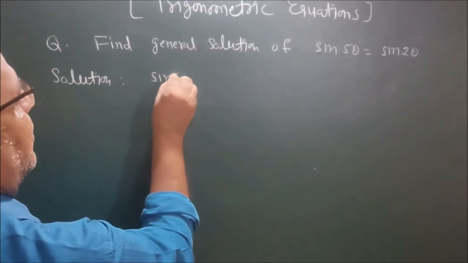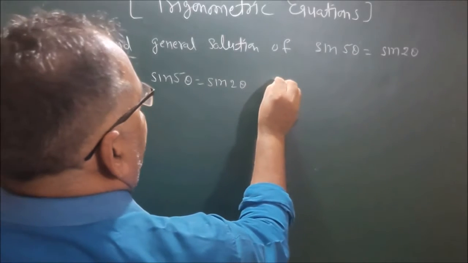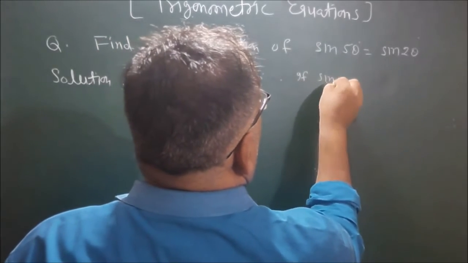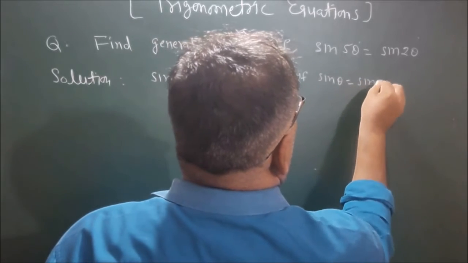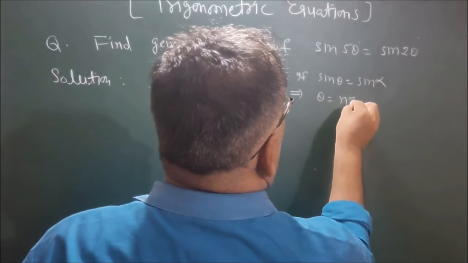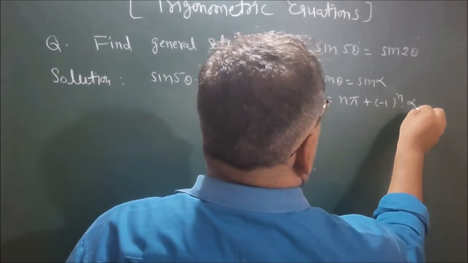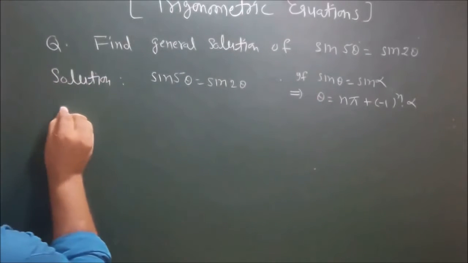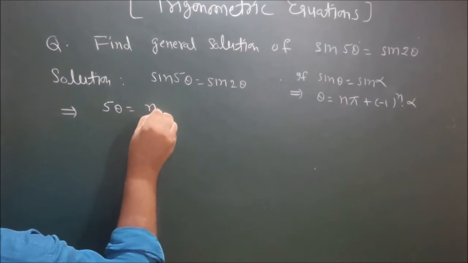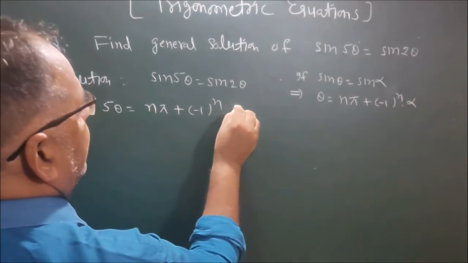Sin 5 theta equal to sin 2 theta. We have the solution: if sin theta equal to sin alpha, then the general solution is given by theta equal to n pi plus minus 1 to the power n into alpha. So now I apply this identity here. So we have 5 theta equal to n pi plus minus 1 to the power n into 2 theta.